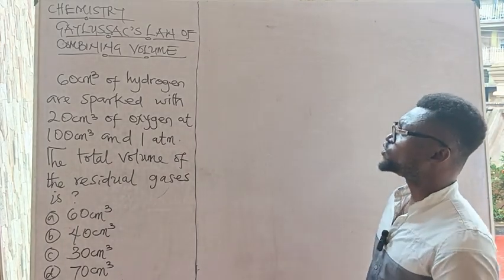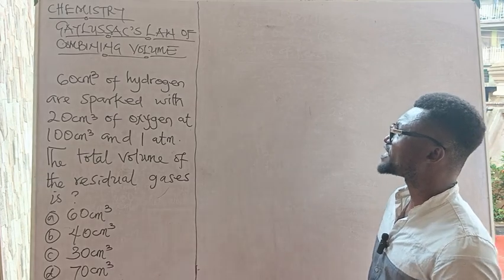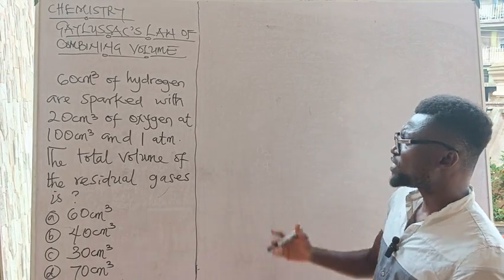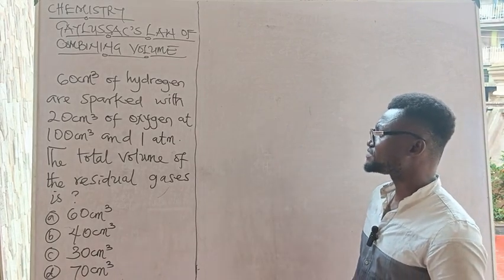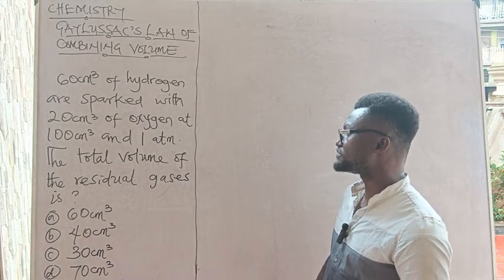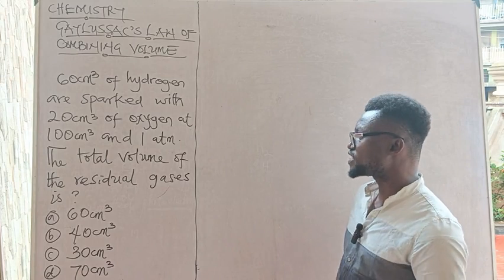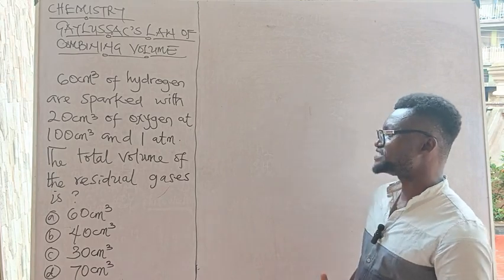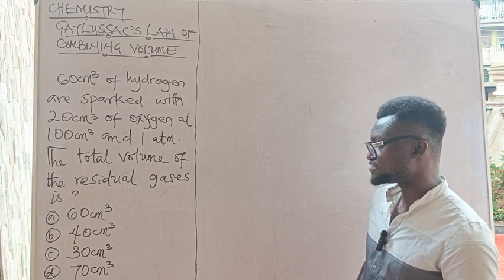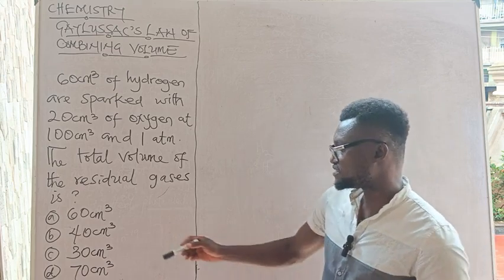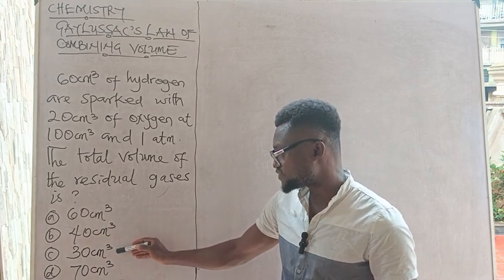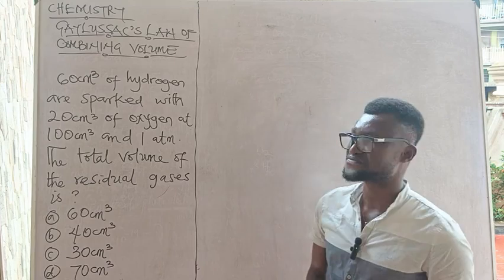Today, we are going to look into a topic, Gay-Lussac's law of combining volumes in chemistry. We have a question on the board. It reads, 60 cm cube of hydrogen is sparked with 20 cm cube of oxygen at 100 cm cube volume and 1 atm pressure. The total volume of the residual gases is: 60 cm cube, 40 cm cube, 30 cm cube, or 70 cm cube.